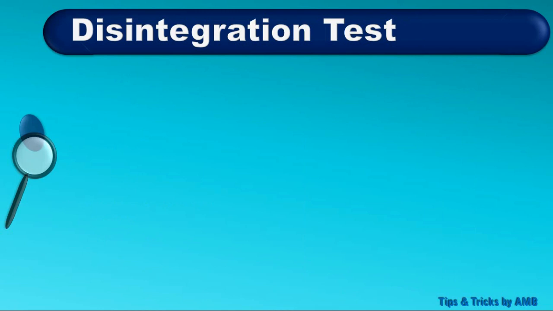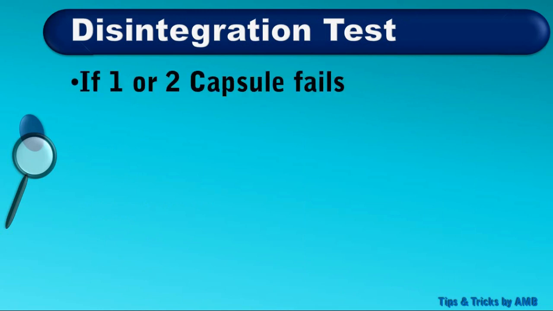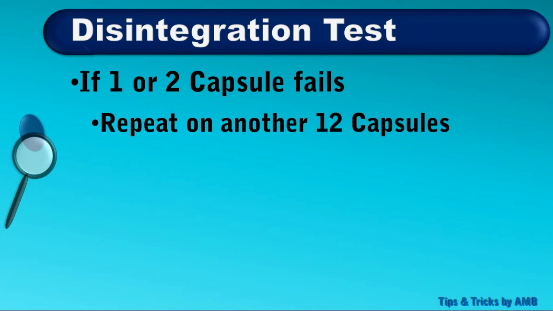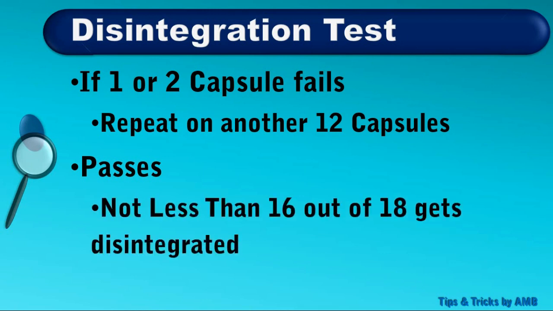If 1 or 2 capsules fail to disintegrate, the test is repeated on 12 other capsules, and now the capsules pass the test if not less than 16 out of 18. 18 means the previous 6 and another 12 capsules, a total of 18 capsules. Out of the total 18, not less than 16 should get disintegrated in that time. Then and only then can the capsules pass the test.